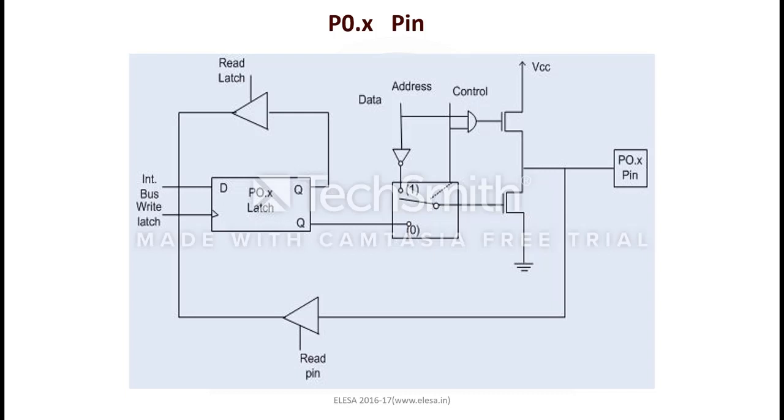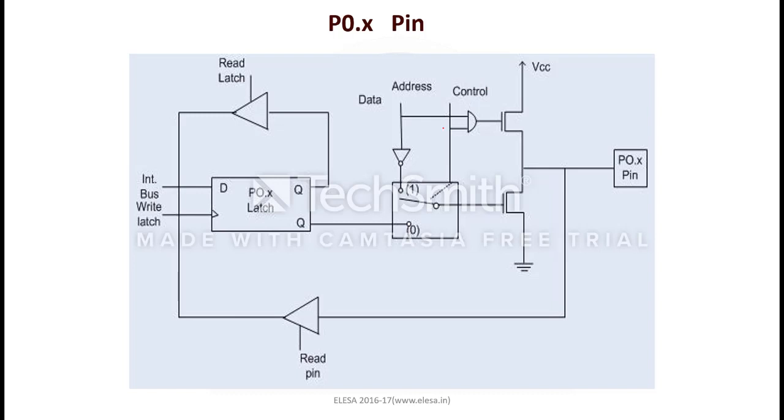This is the internal structure of a port 0 pin. It consists of a D-latch, 2:1 mux, MOSFETs and buffers. Now we will see how this pin of port 0 is used as input pin and output pin. Remember that upon reset, each port pin is configured as an output pin.